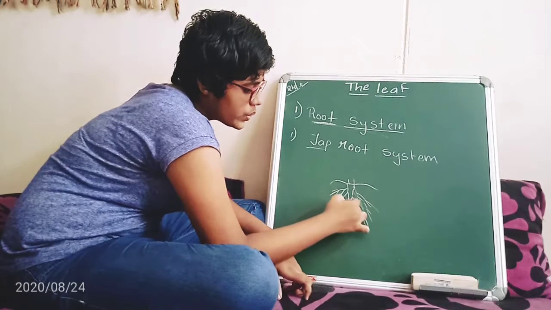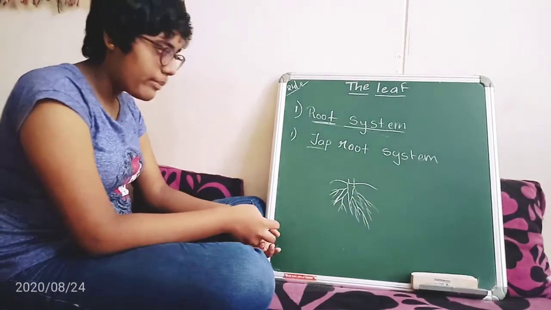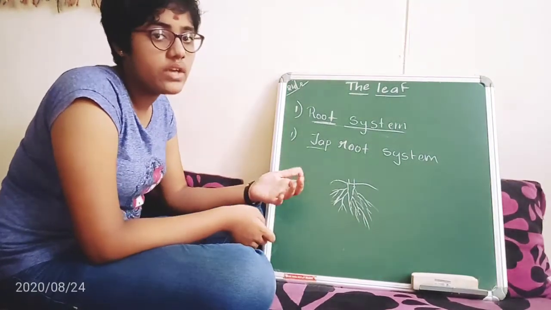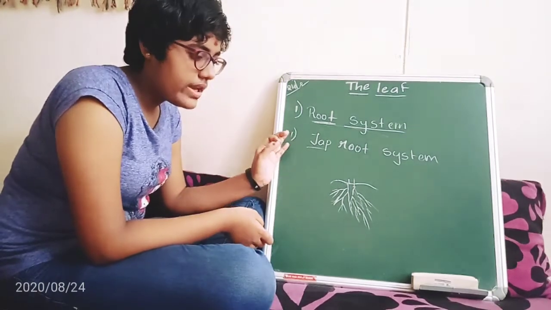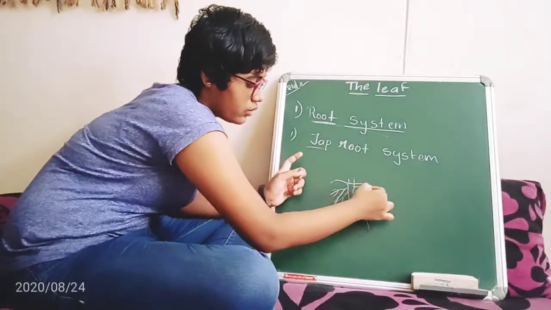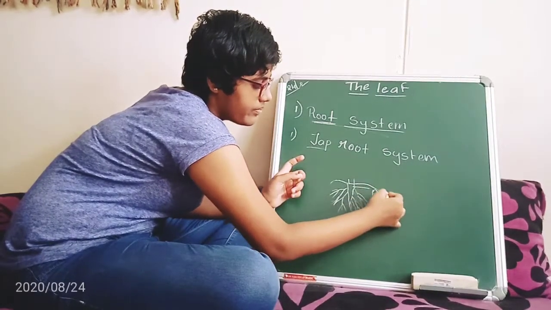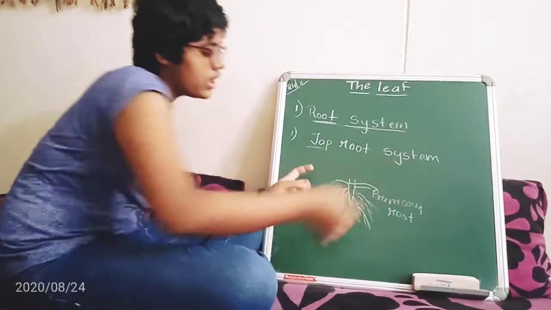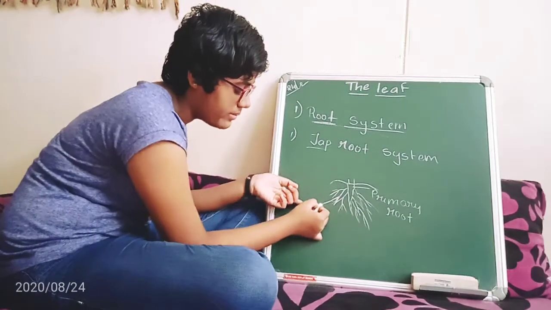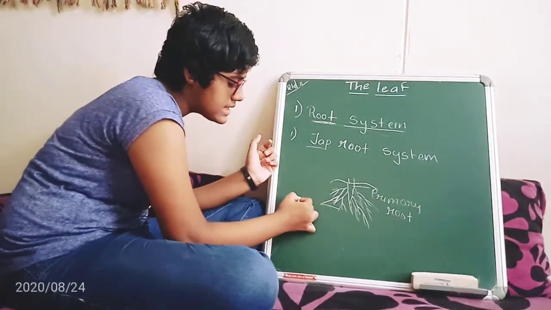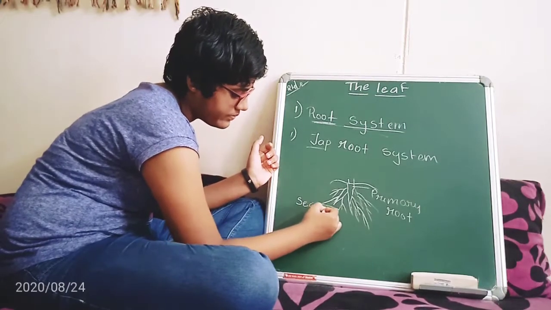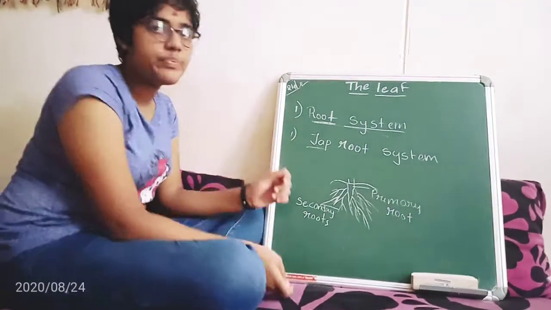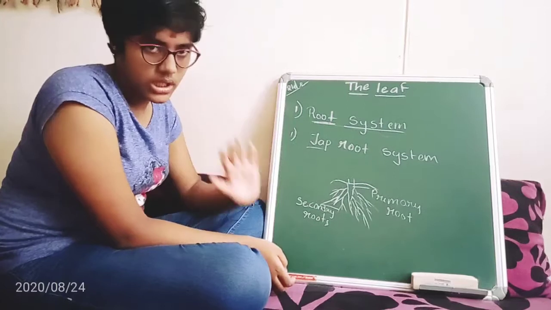In this, we will not say the parts of the taproot system are main root, lateral root and root hair. We will not use those words. For main root, we'll use primary root. And the lateral root and the root hair, meaning branch root along with the root hair, are known as secondary roots. Okay. Now with this you are clear, right?